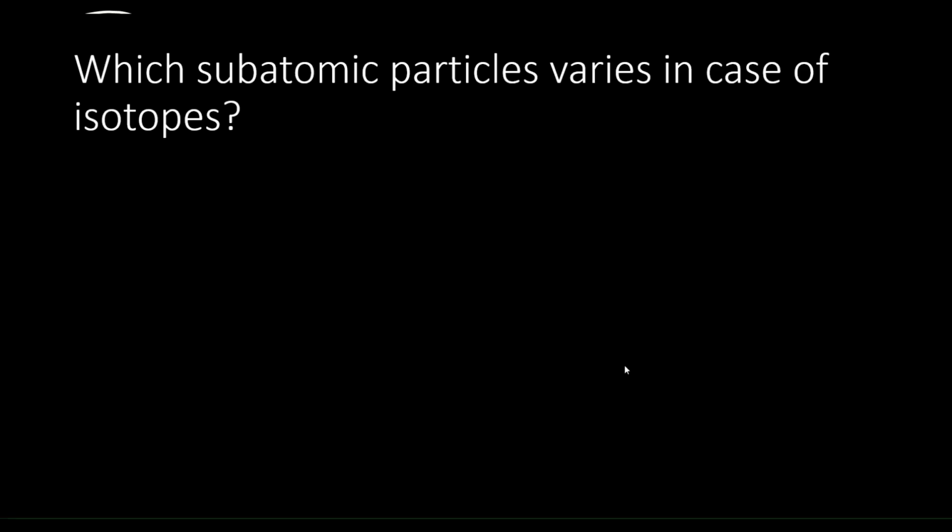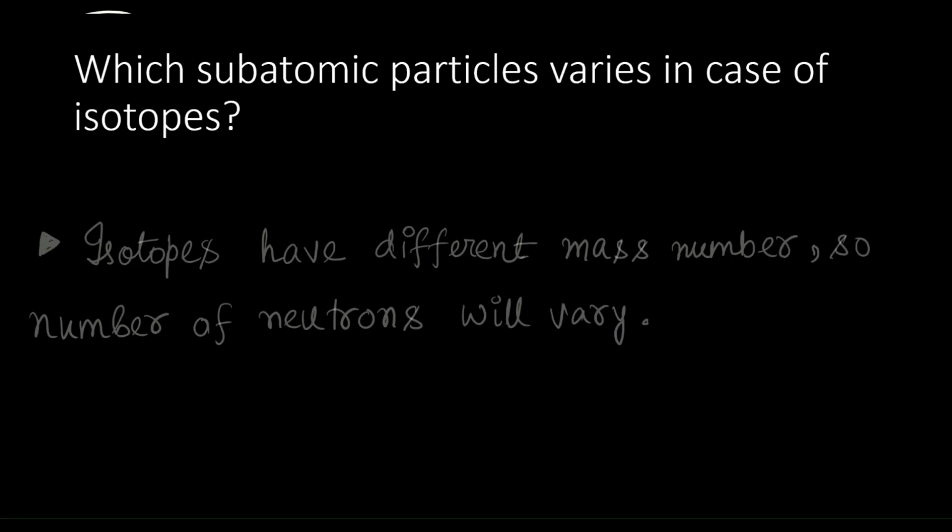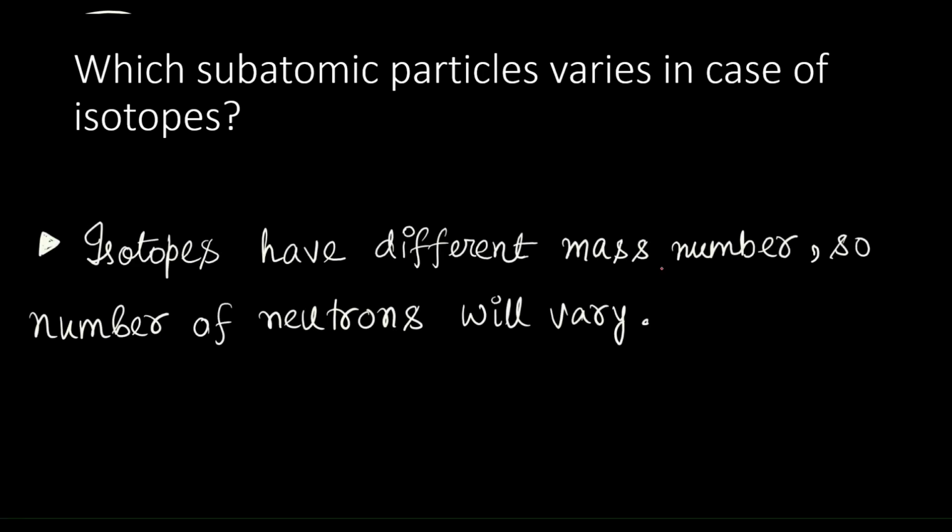Next, which subatomic particle varies in case of isotopes? Isotopes have got different mass number, so the number of neutrons is going to vary. Subatomic particle basically indicates your proton, electron and neutron. Just as we have seen right now, the mass number is going to vary in all the three cases. So, mass number different means mass number minus atomic number, which is your number of neutrons, is different.